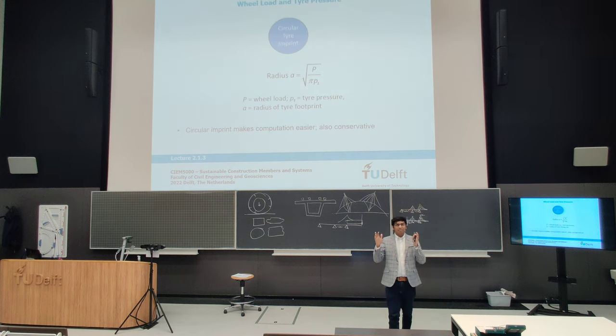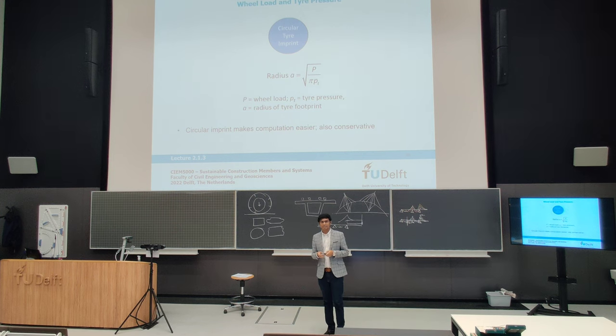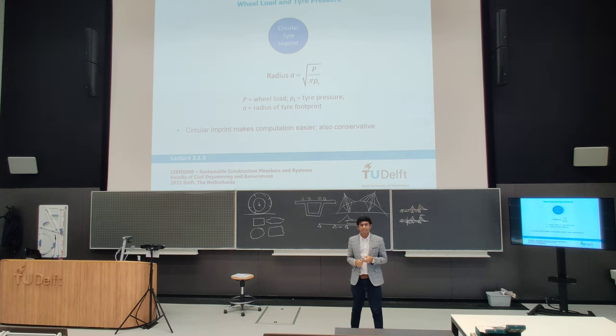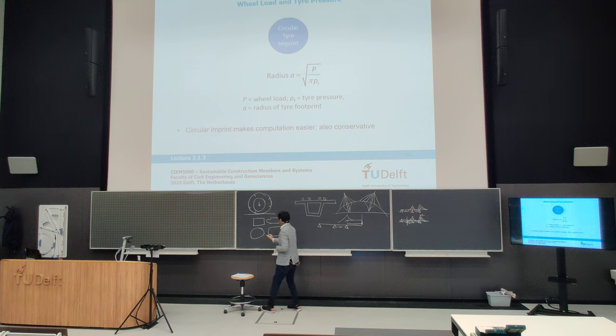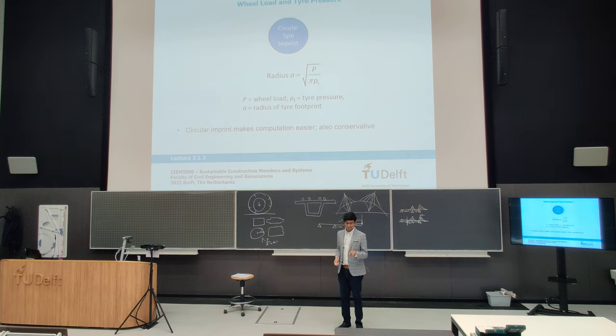We have different types of tire patches, but for ease of computation, people started using the circular tire patch. In that way, they can get the radius of the tire patch and plug it into the simulation models or Boussinesq's equations or different empirical equations. So how do we get this equation? It's just stress, which is load divided by area. Load, tire pressure, and area: we need to calculate the area. Area is pi r squared. Then you just plug it in, and you get the radius of the contact patch.